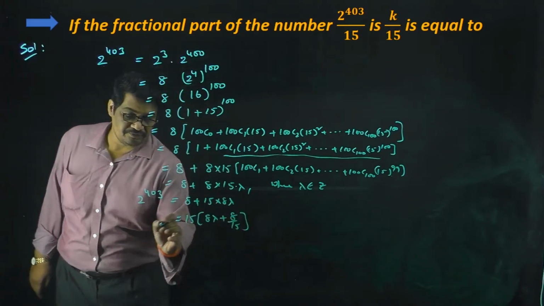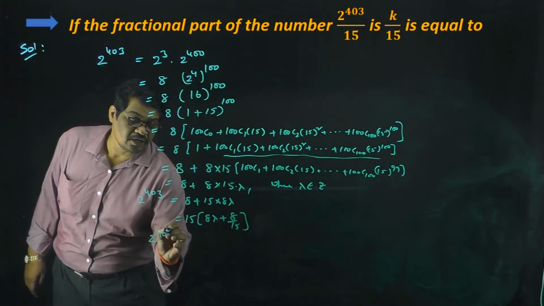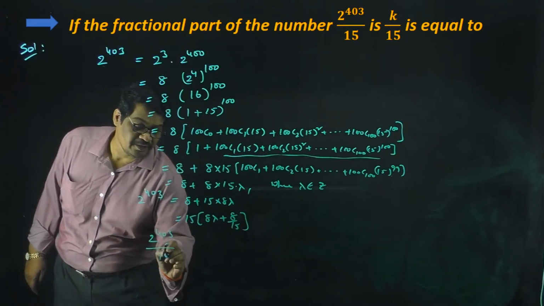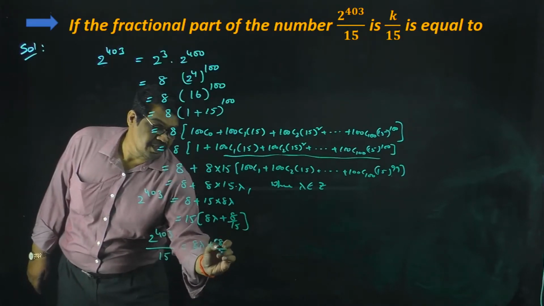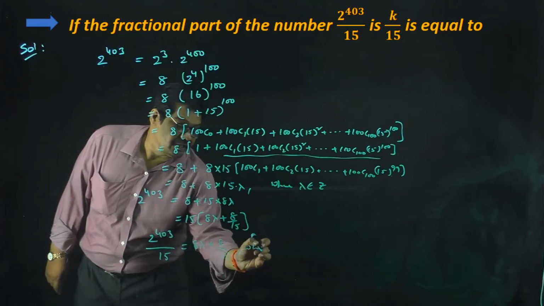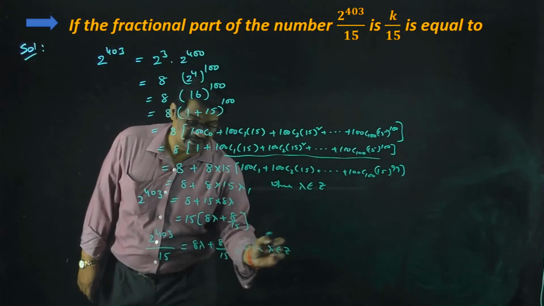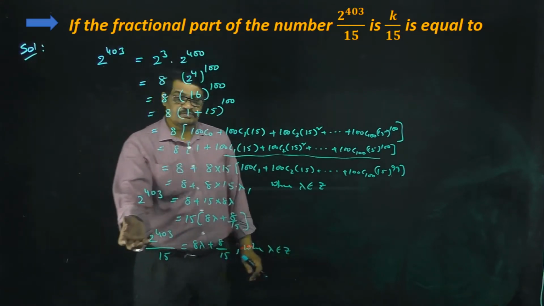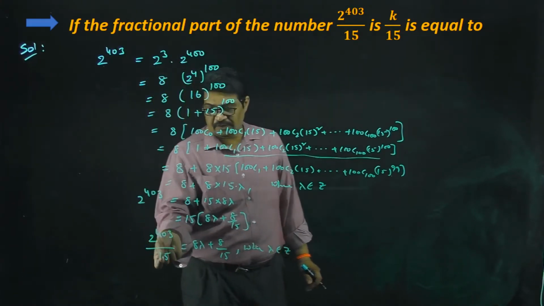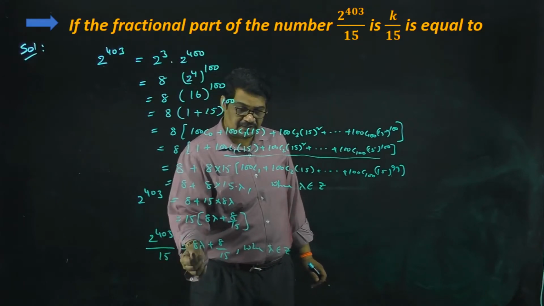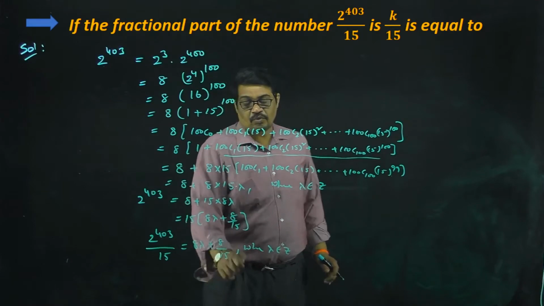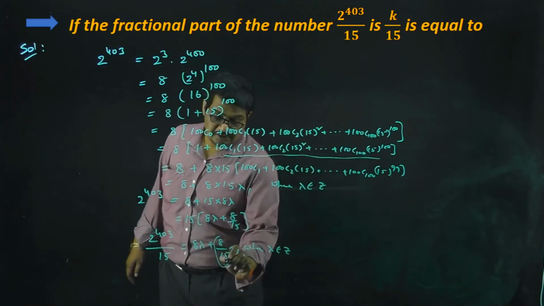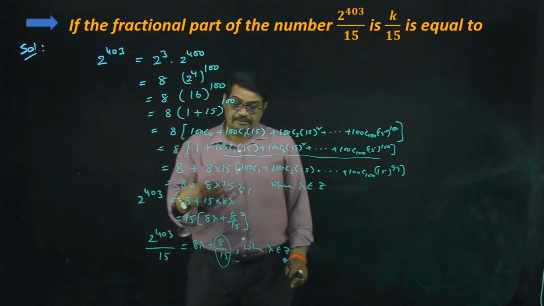Moving 15 to this side, 2 to the power of 403 by 15 is equal to 8 lambda plus 8 by 15, where lambda is some integer. Now this fraction 2 to the power of 403 by 15 can be written as 8 into some integer plus 8 by 15. So what is the fractional part? Here the fractional part is 8 by 15.